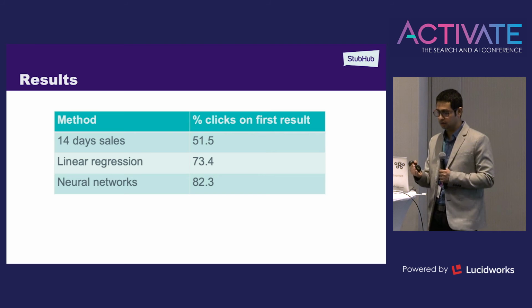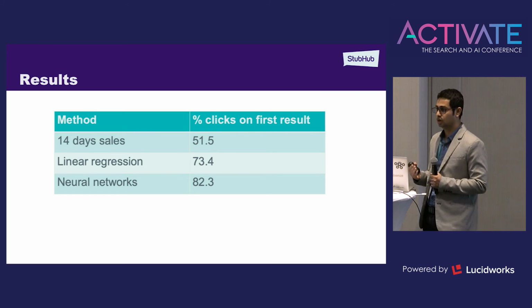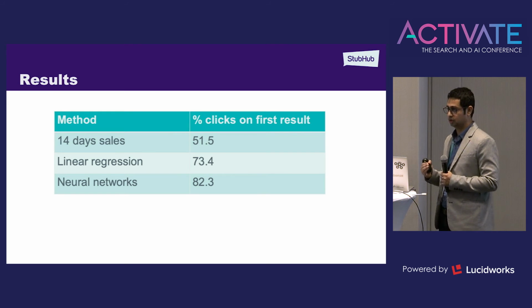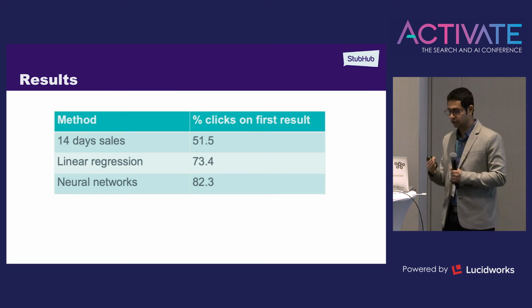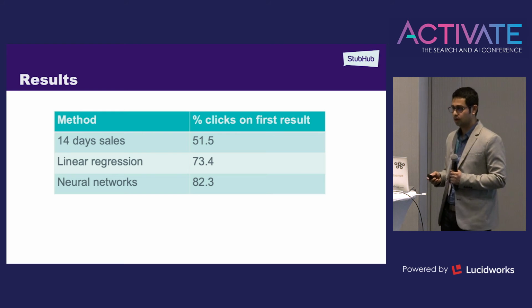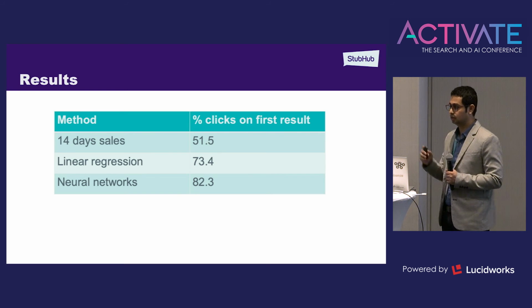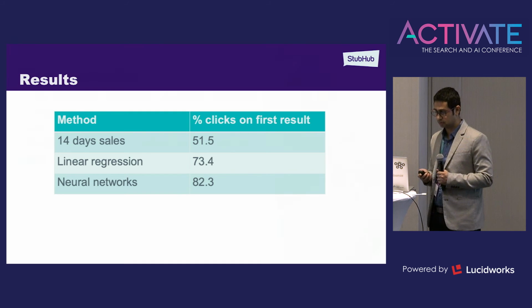And yeah, these are the final results. Our method of measuring success is what percentage of users clicked on the first result. It is a very simple method to explain to the leadership and to understand, and gives us a common terminology. 14-day sales was just 51.5, linear regression 73.4, and with neural networks it is 82.3. With a few modifications, adding more features, since the number of features is kind of small right now, I think we can get to around 90% with our newer models.